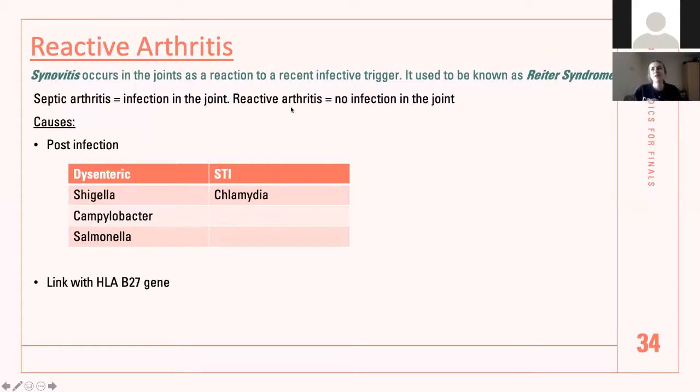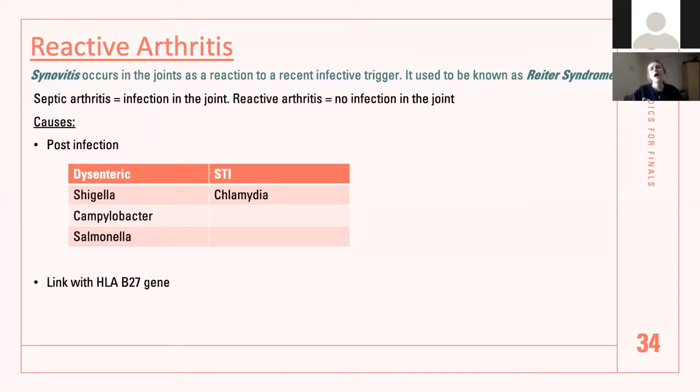So reactive arthritis. This is a synovitis which occurs in the joints. It's normally after an infective episode, and Reiter's syndrome is normally the presentation of this. So it's important to distinguish reactive arthritis from septic arthritis. Septic arthritis is infection in the joint, and it's a medical emergency. But in reactive arthritis, there's no infection in the joint.